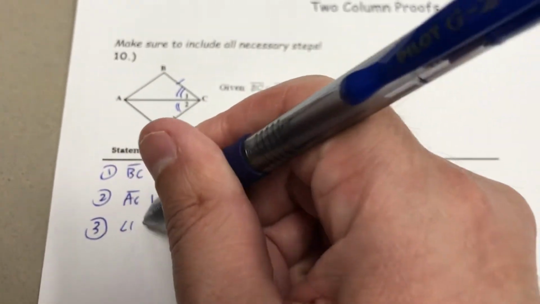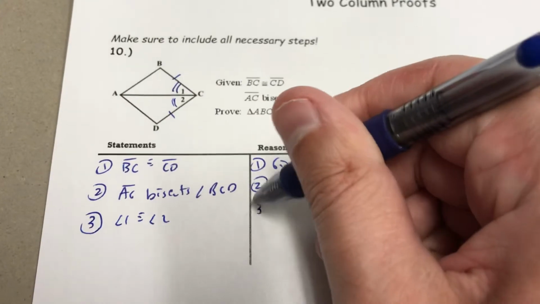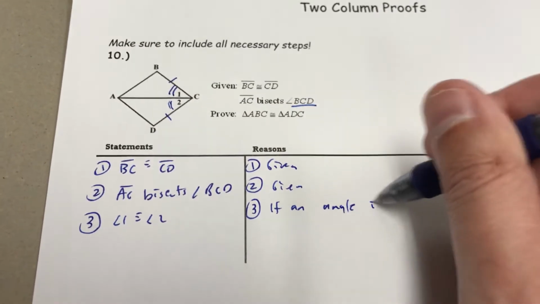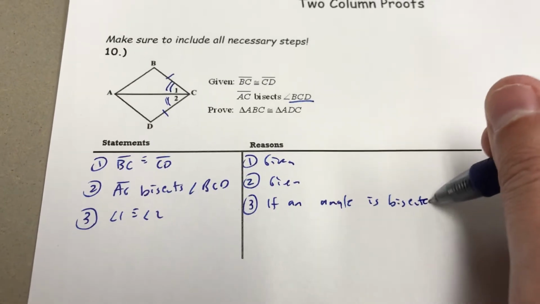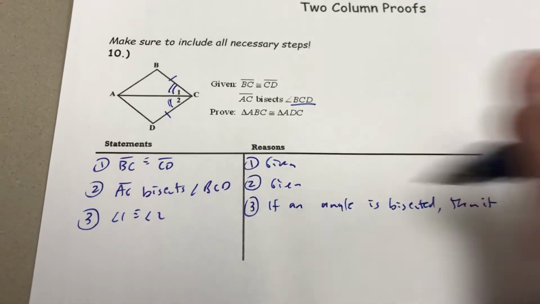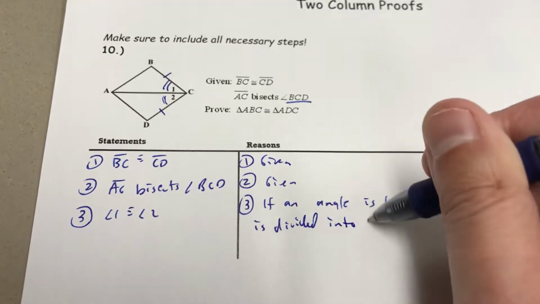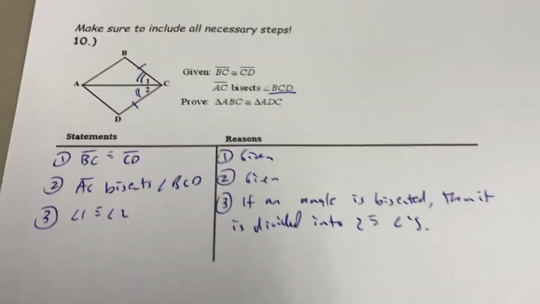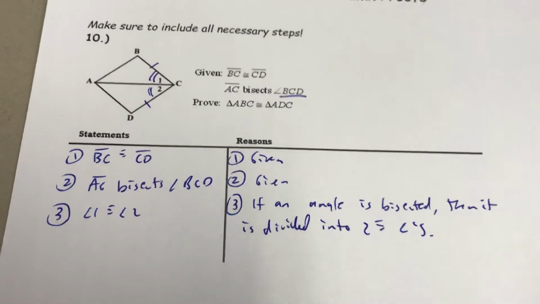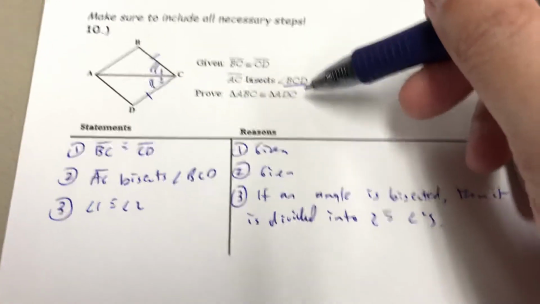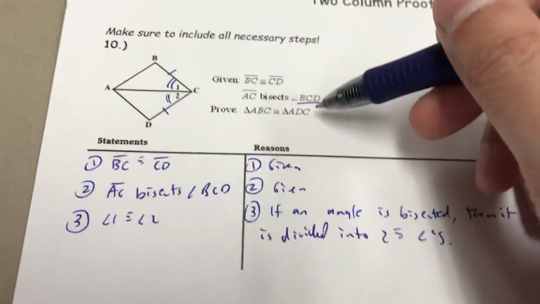So we know that angle 1 is going to be congruent to angle 2, and that is because if an angle is bisected, then it is divided into two congruent angles. Okay. By the way, we now have 2 out of 3 congruent parts. We should really look at what we're trying to prove. We're trying to prove the two triangles congruent.